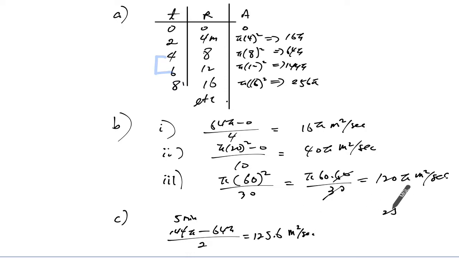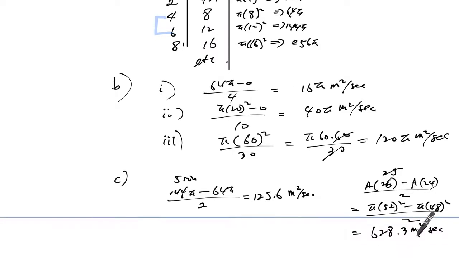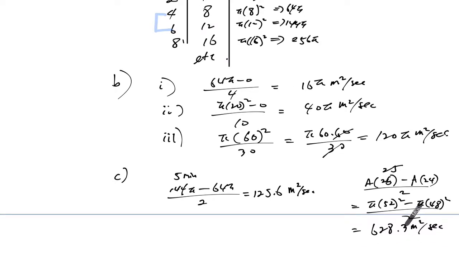And for 25 minutes, you want to estimate it using the area at 26 and 24, and divide it by 2 minutes. So 26 is going to be pi, you got to double that, so it's going to be 52 squared. Double that is pi 48 squared all over 2. I guess 628.3 meters squared per second.